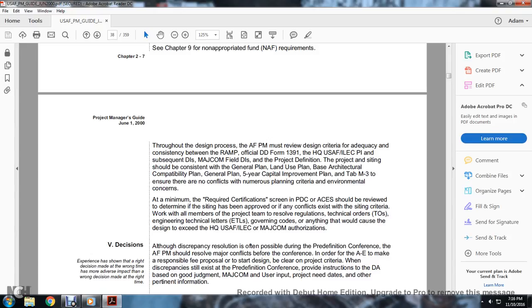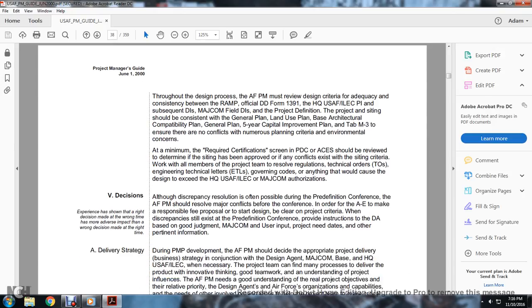Plan criteria must also be checked against environmental concerns. At a minimum, the required certification screen at the PDC in ACES should be reviewed to determine if the siting has been approved, and if any conflicts exist with the siting criteria, work with all the members of the project team to resolve them. Regulations, technical orders, engineering technical letters, and governing codes, anything that would cause the design to exceed the headquarters U.S. Air Force Engineering Corps criteria, require major command authorization.